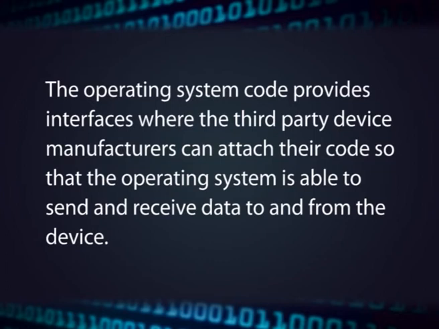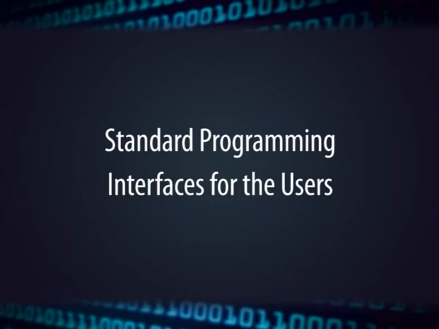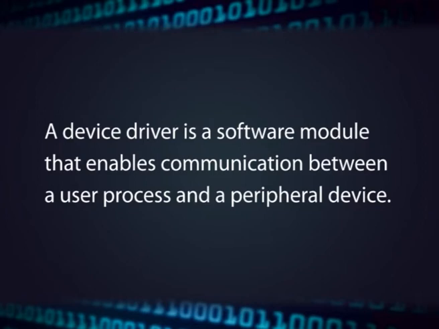It also provides a framework and interfaces so that future device manufacturers can easily develop programs for device interaction with the operating system. The operating system code provides interfaces where third party device manufacturers can attach their code so that the operating system is able to send and receive data to and from the device. The piece of code written by the device manufacturer providing the above functionality is called a device driver. The operating system provides standard programming interfaces for the users to interact with a variety of devices. A device driver is a software module that enables communication between a user process and a peripheral device.